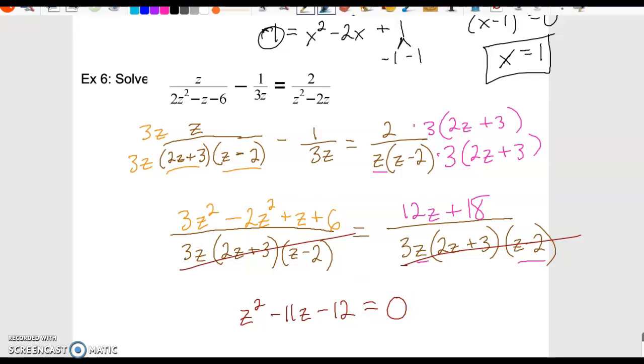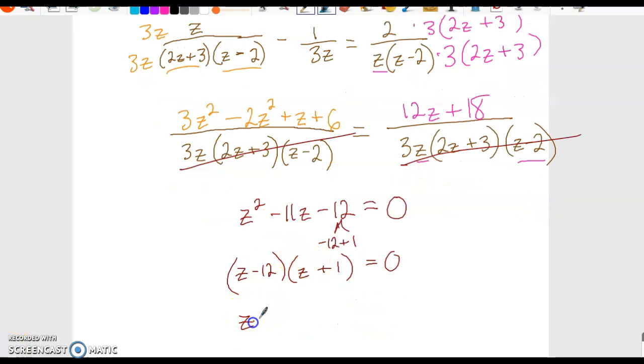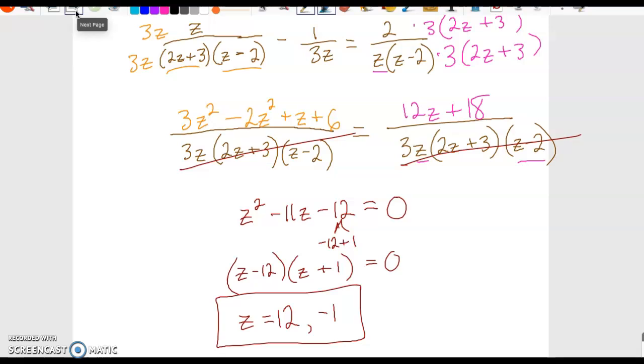So now I can solve this. It would just be negative 12 plus 1 as your factors. So your answer is going to be z equals 12 or negative 1. And as you check for extraneous solutions, both of those answers work. So we should be good. So at any point, if you feel like pausing and re-watching and re-working through the problem on your own, by all means go for it.